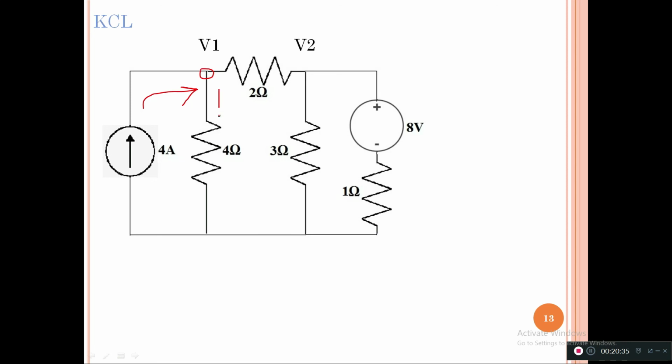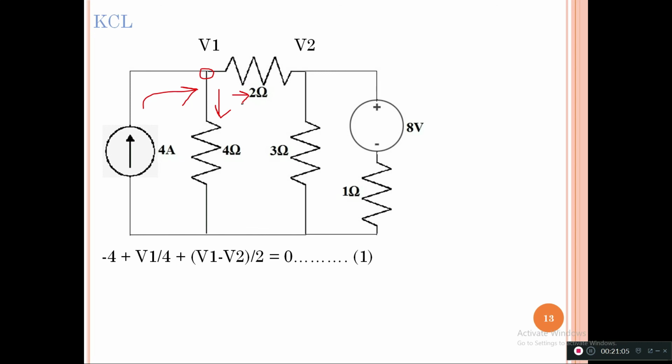Now I will take two directions, one for the 4 ohm resistance and another for the 2 ohm resistance. And as I said, I will follow the convention of incoming current as negative and outgoing current as positive. So here, if I form the equation for this particular node V1, then I will write it like this: minus 4, because current is entering towards the node V1, plus V1 upon 4.